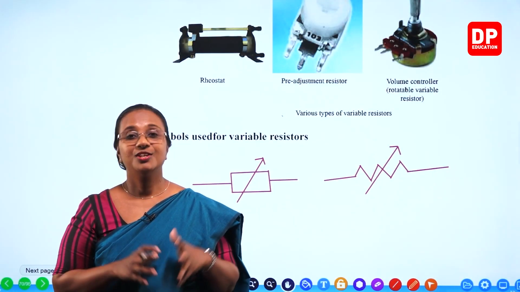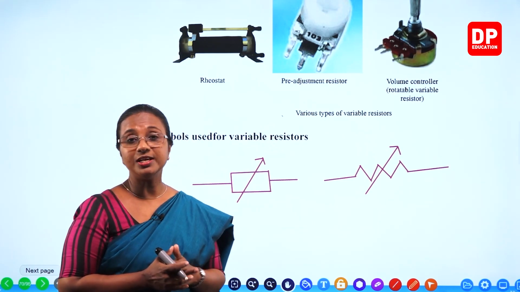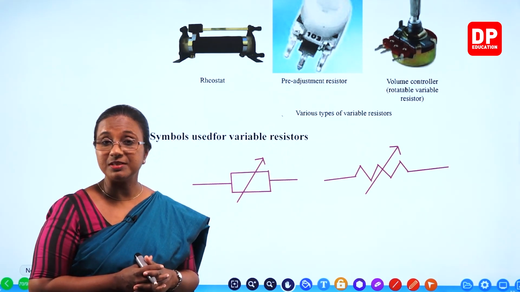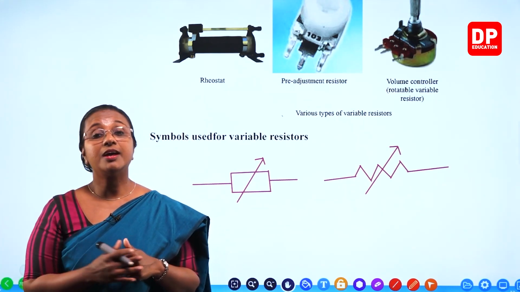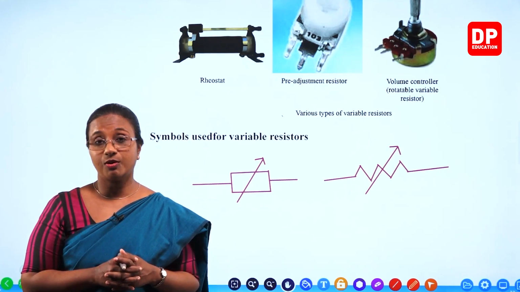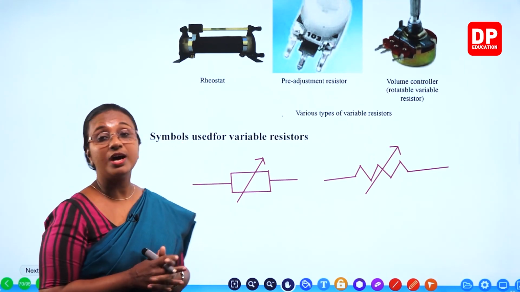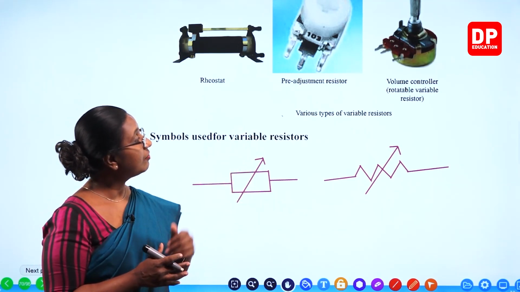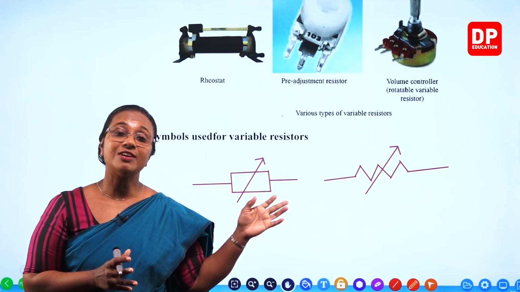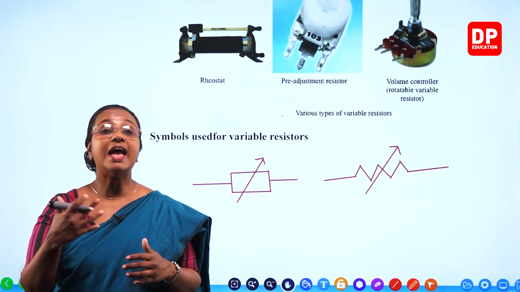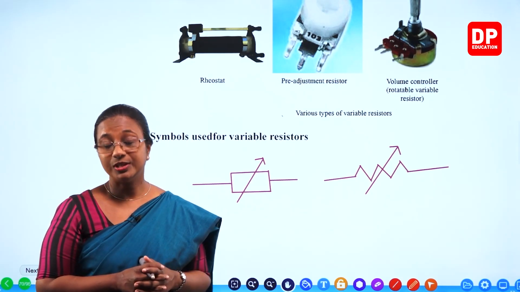Okay, students. So you were able to see the rheostat and the volume controller. I did not have a pre-adjustment resistor. We have already used the rheostat when we tried to verify the Ohm's law in the activity. So you know the function also, and you have understood how it works, and the volume controller. So I'm sure you all can understand what variable resistors are and what their functions are. With that, students, I will move on to the next slide.